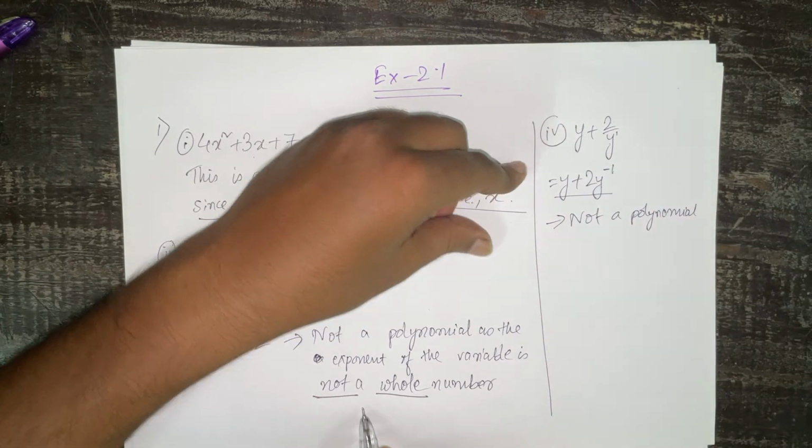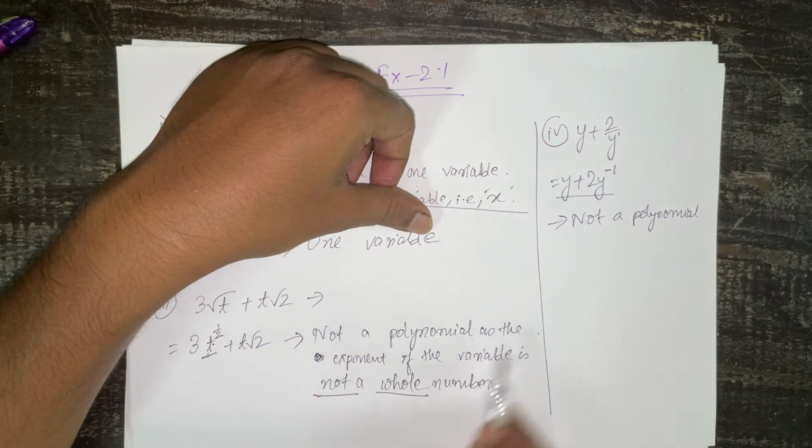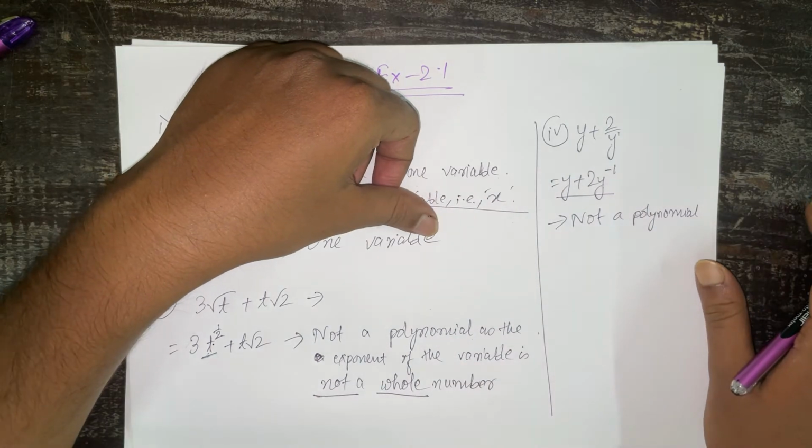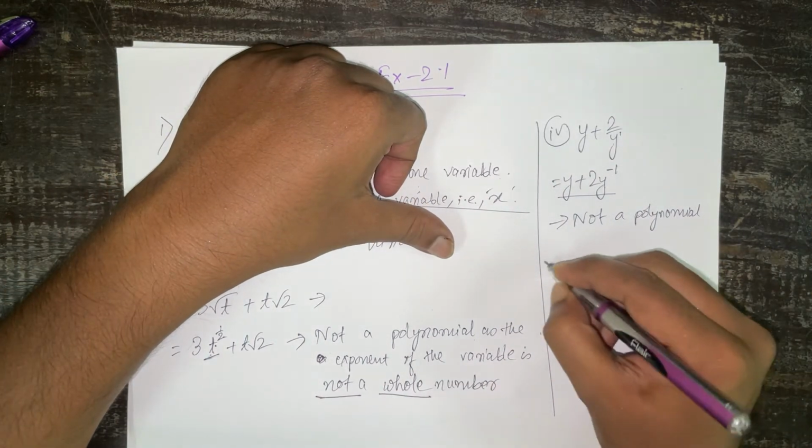The reason is like this: not a polynomial as the exponent of the variable is not a whole number. It is a negative number. So it is not a whole number, it can't be a polynomial. Similarly we have number 5. Let's see number 5 as well.